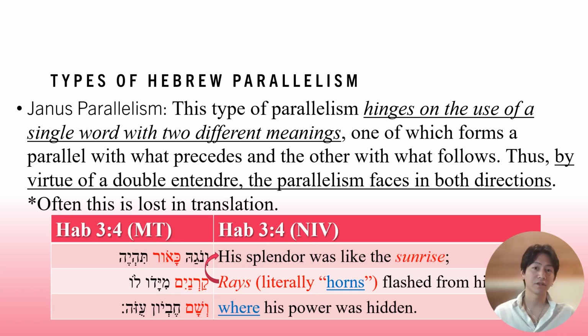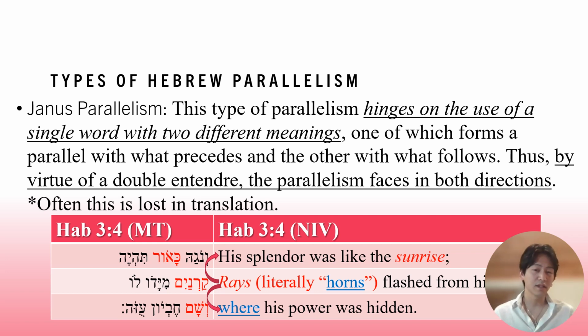An example of Janus parallelism can be found in Habakkuk chapter 3. Here we read, "His splendor was like the sunrise, rays flashed from his hand, where his power was hidden." But if you only read perhaps the English translation like here in the NIV, you just wonder, well, what does this mean? Rays coming out from a hand and then you find power in the rays, the sunlight? This is a little bit puzzling.